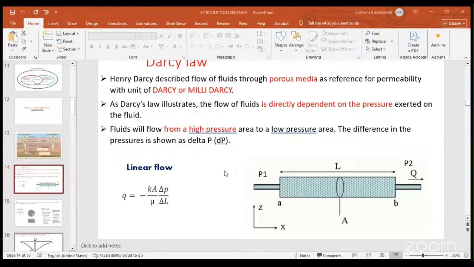As we have a high pressure in node A and low pressure in node B, the flow will move from node A to node B due to the differential pressure. So it can be described by this equation: Q equals K multiplied by A by delta P divided by mu, which is the viscosity, and delta L, which is the distance that the fluid will move. So here we can find that the flow is directly dependent on the pressure exerted on the fluid, and the fluid will move from the high pressure to low pressure.